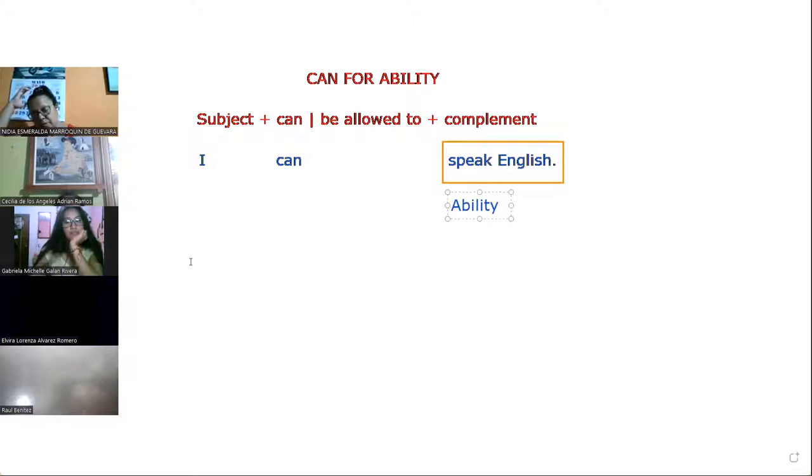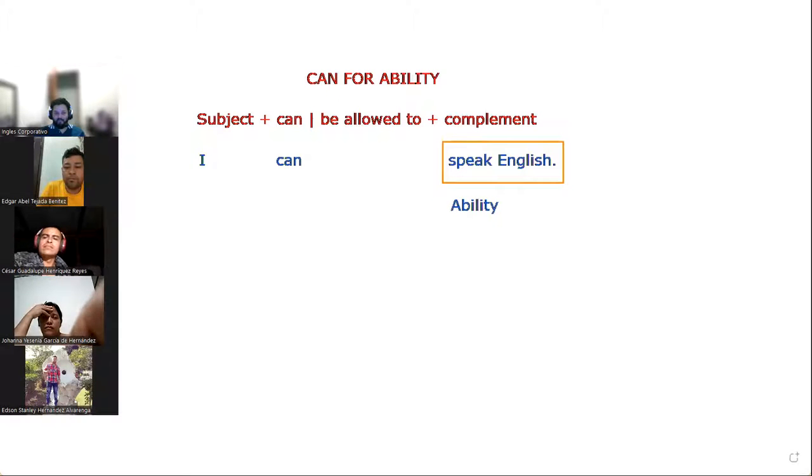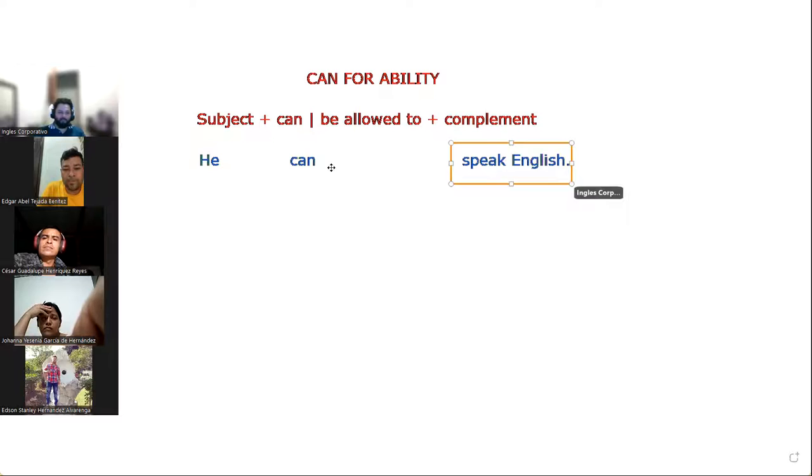what happens if I am in a Spanish classroom? You know what? I actually, can I say, guys, yeah, I can speak English, right? If you say "I can speak English," guys, it sounds like you're talking about an ability. What if you said "he can speak English"? This is also an ability, right? But we can use it for permission.